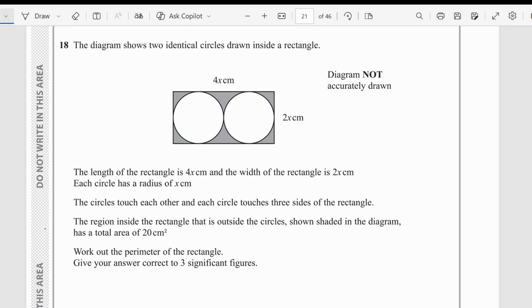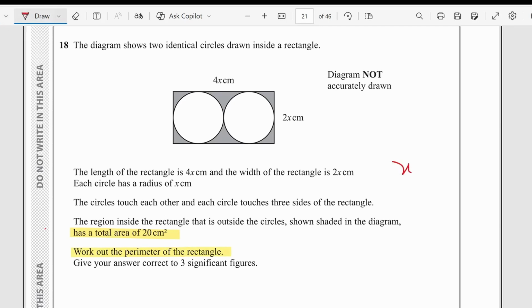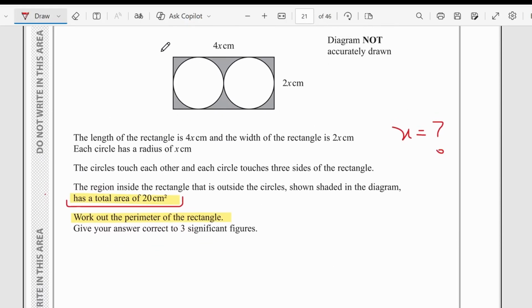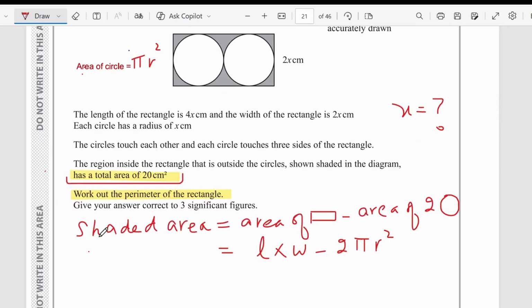We are given the shaded area and we have to find the perimeter of the rectangle. To find the perimeter, first of all we have to find the value of x, and then we'll find the perimeter. To find x, we are using the area of the shaded region. That would be the area of the rectangle minus the area of these two circles.